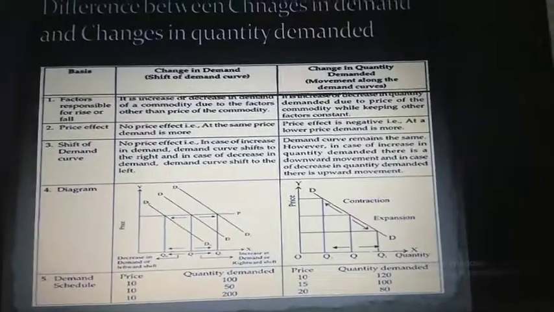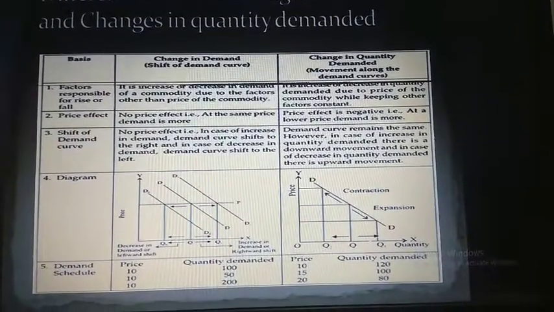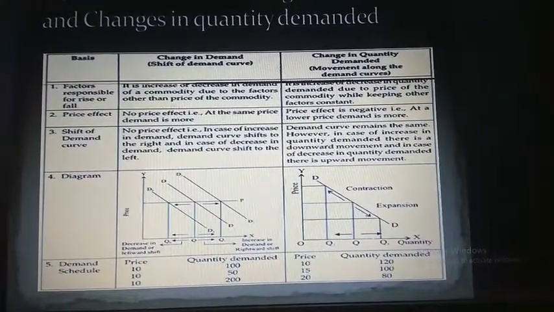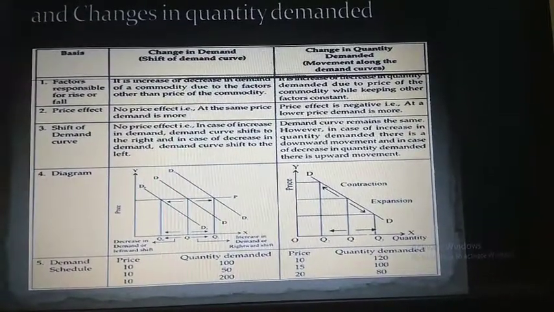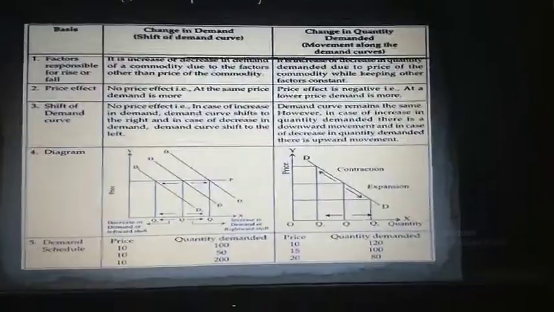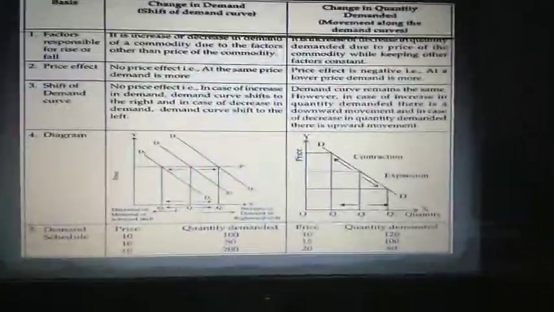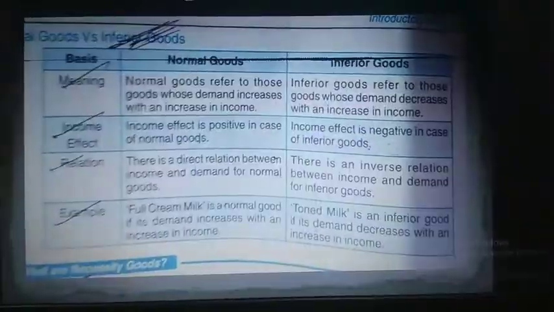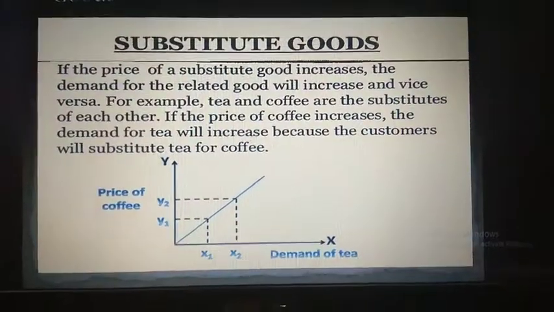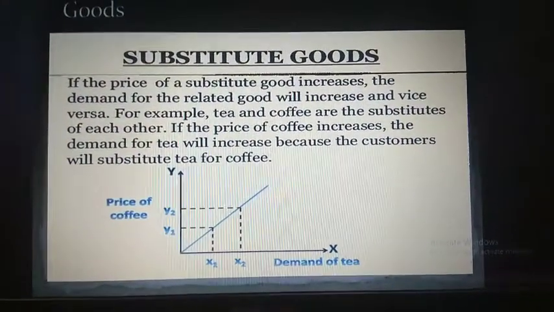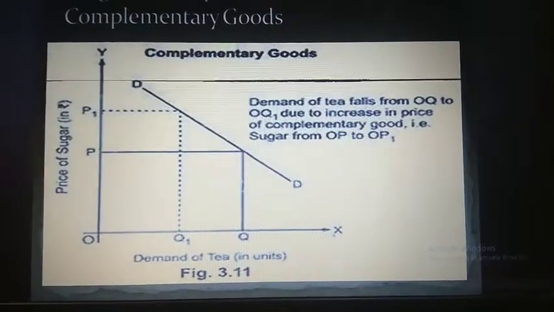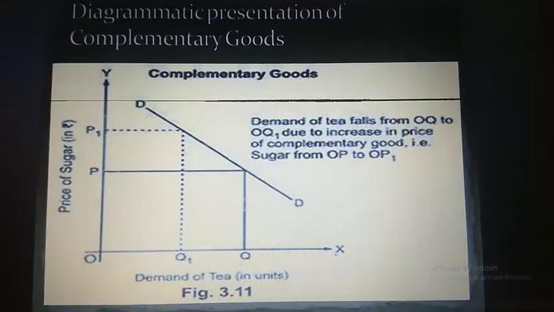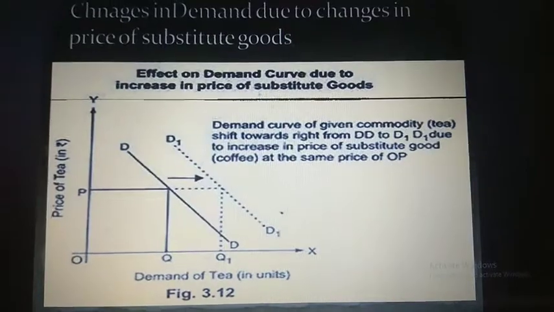Change in demand happens because of factors other than the price of the commodity, and changes in quantity demanded happen due to the price of the given commodity while keeping other factors constant. Then students, I explained to you the relationship between the price of a substitute good and the demand of the given good, and also the price of a complementary good and the demand of the given good.